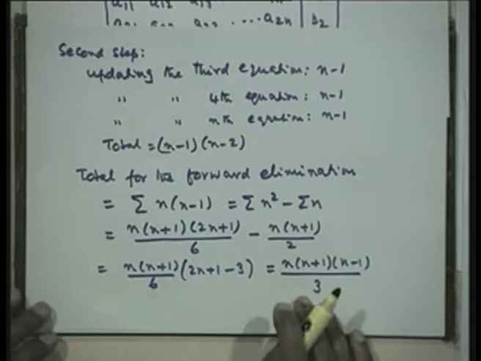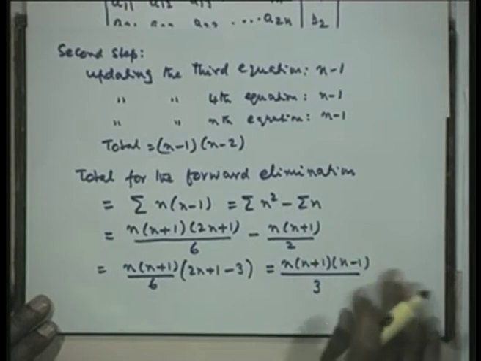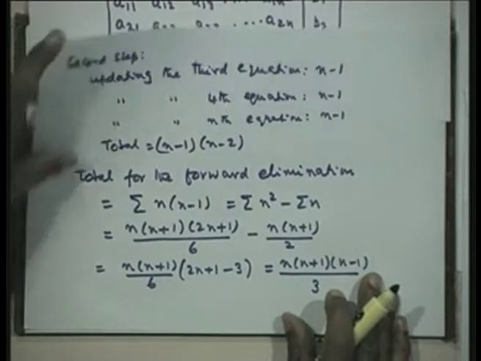So, the total I require for forward elimination is this many multiplications. Now, we have completed the forward elimination. So, the back substitution is now to be taken care of. Let us now take what will be the back substitution.